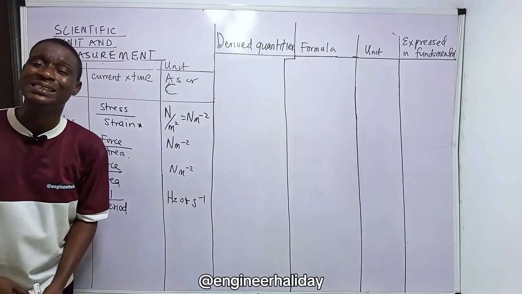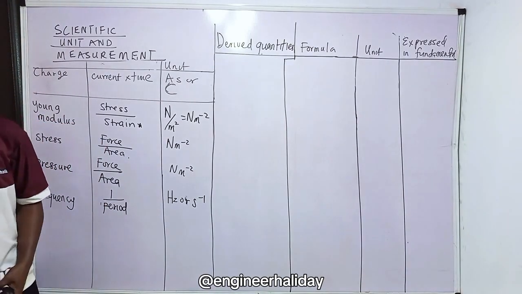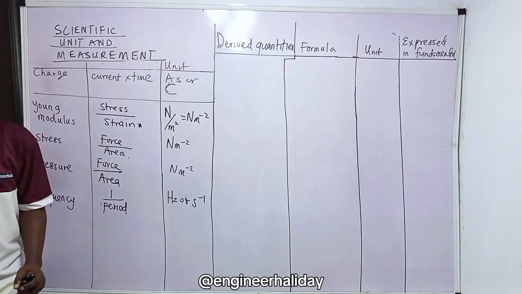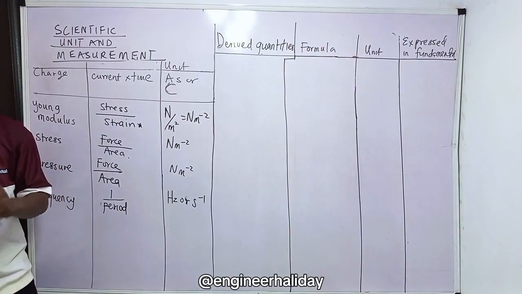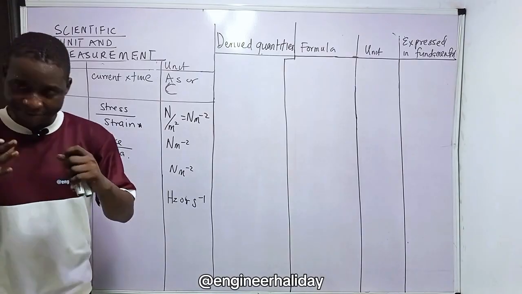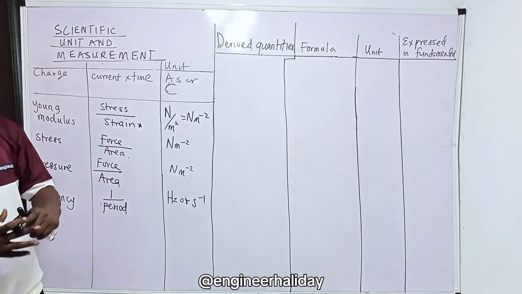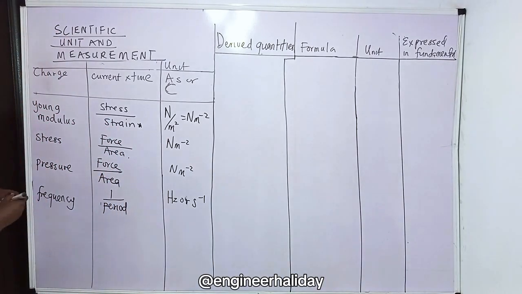If they ask whether period is a fundamental or derived quantity, the answer is that period is a fundamental quantity. It's a family of time.